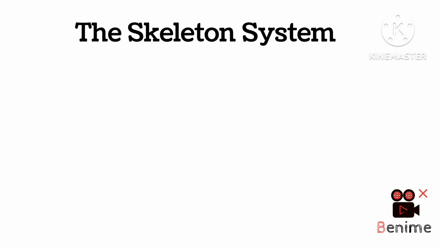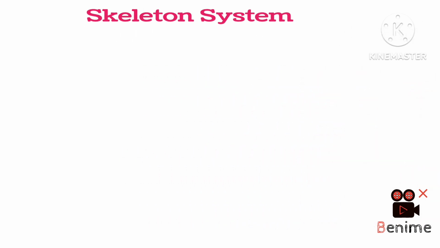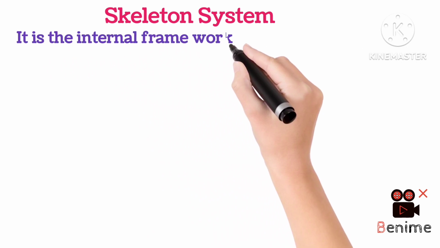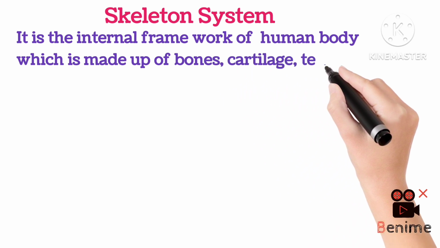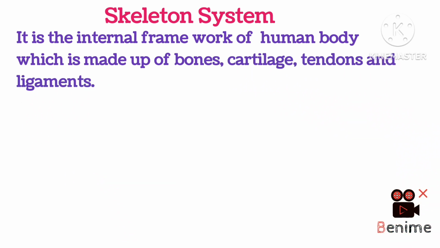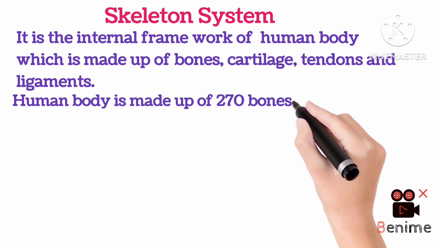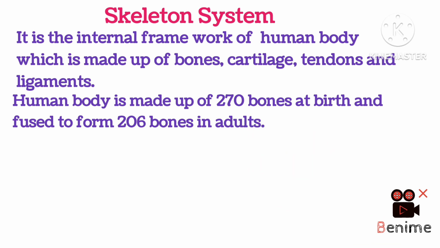The skeleton system. Skeleton system is the internal framework of the human body, which is made up of bones, cartilage, tendons and ligaments. The human body is made up of 270 bones at birth, which fuse to form 206 bones in adults.